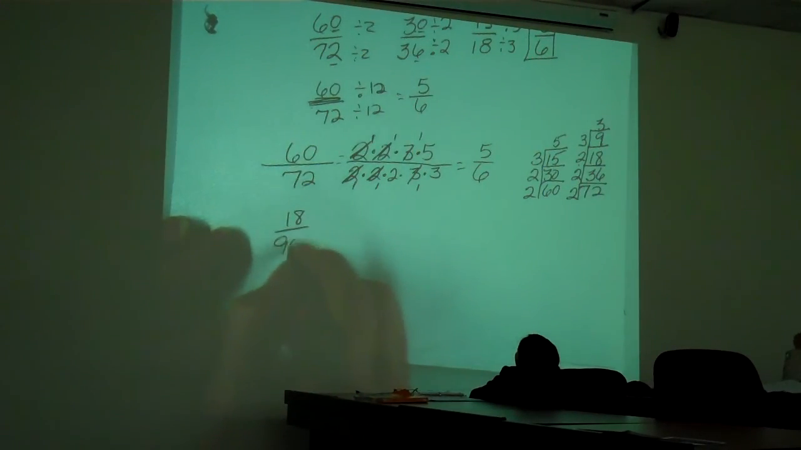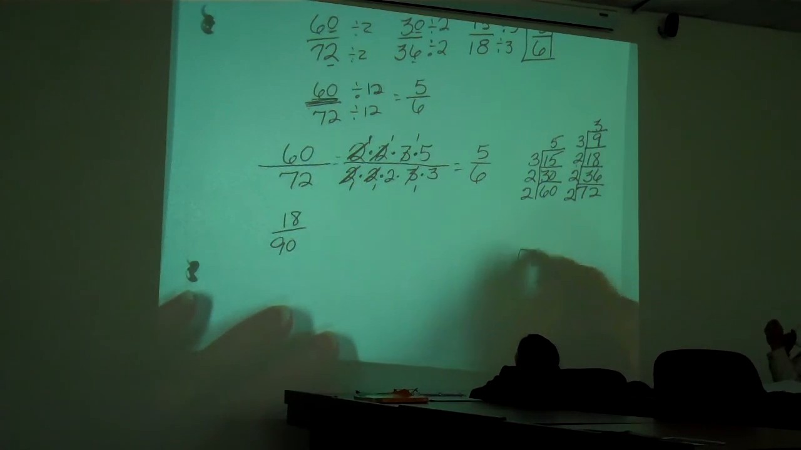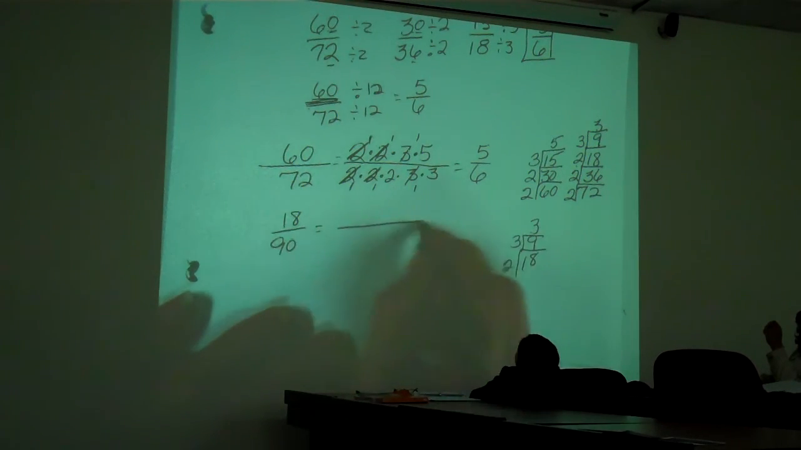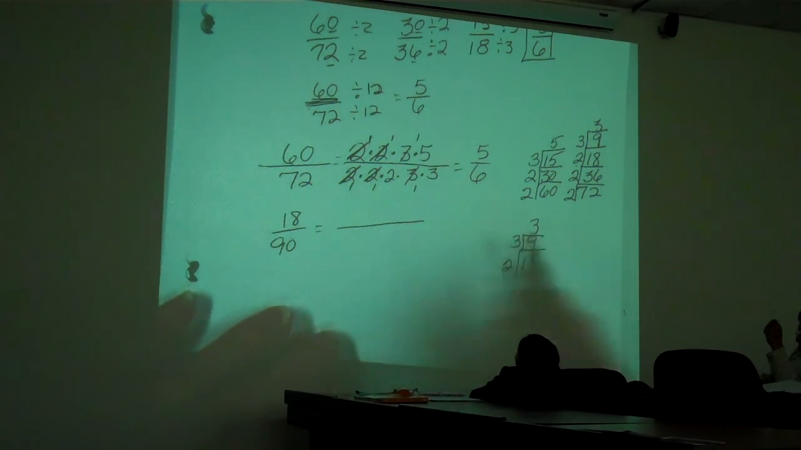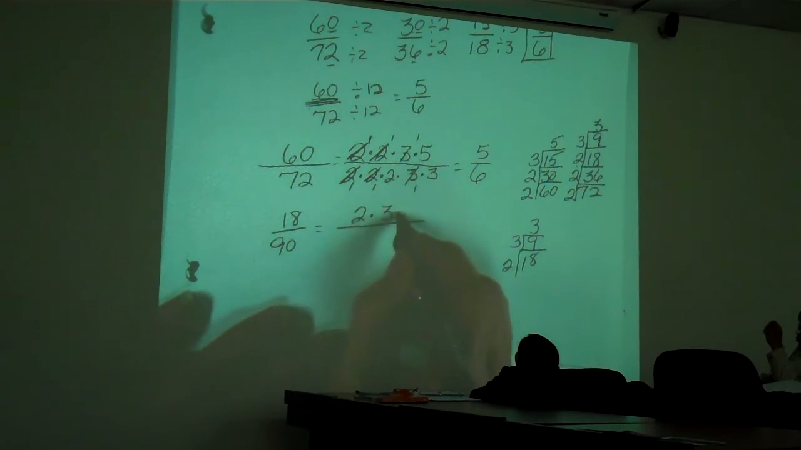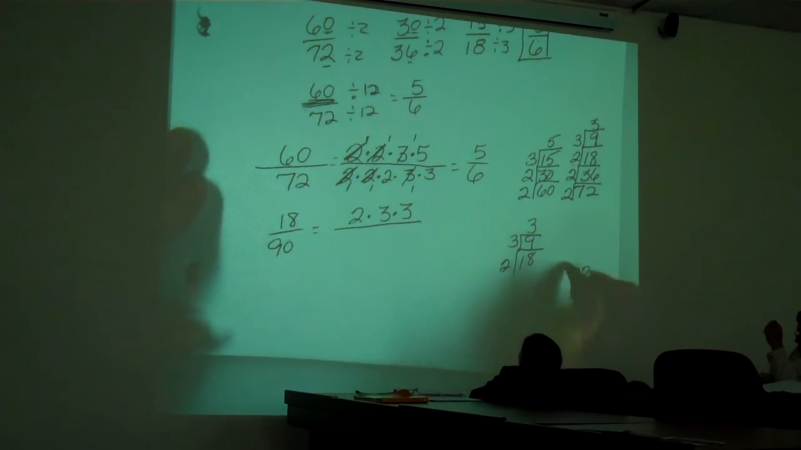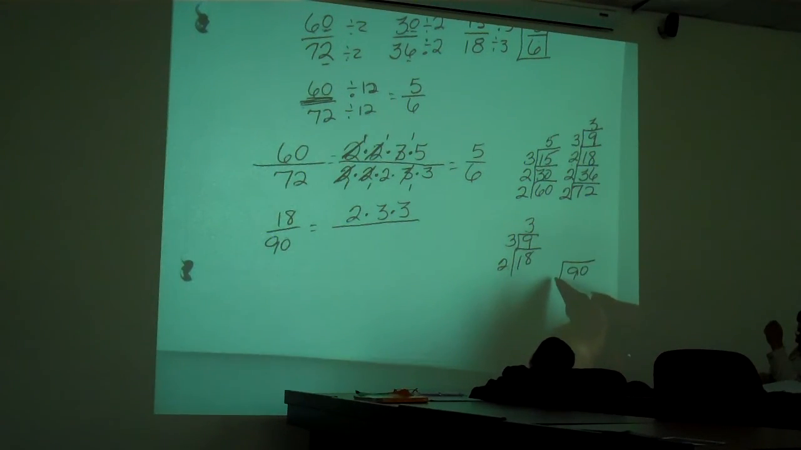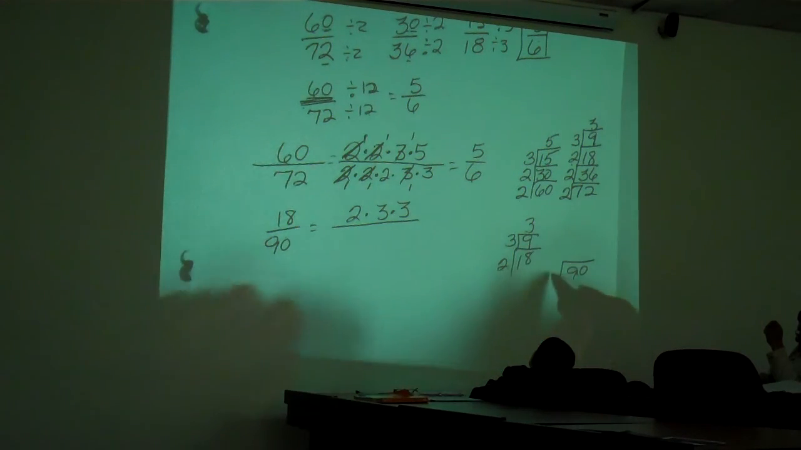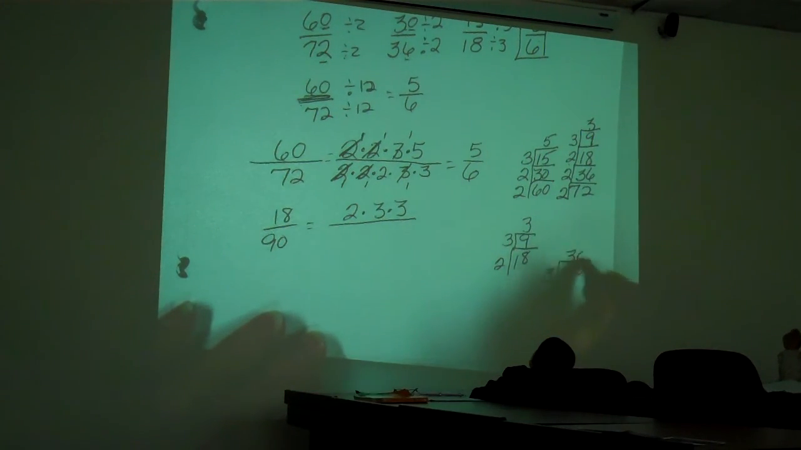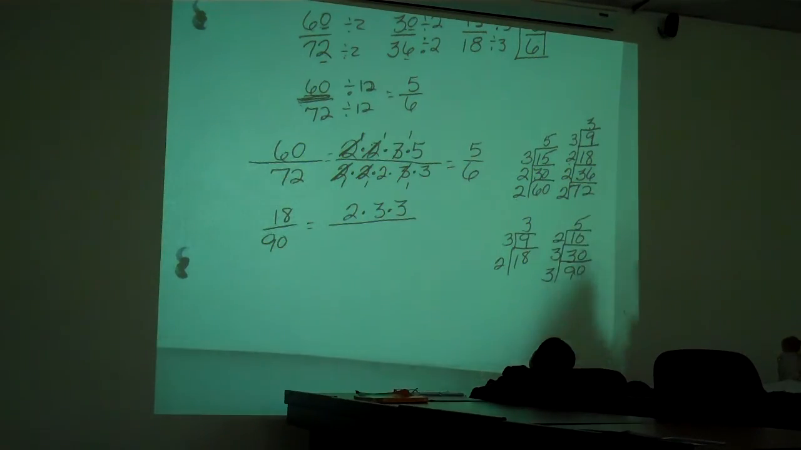18 and 90. Okay, 18 divided by 2 is 9, divided by 3 is 3. So 2, 3, 3. 2 times 3 times 3. There's 9 times 2, that's 18. Now 90, we don't want to divide by 9. 9's not prime. 3 would be an easy one. 3 times 30. 3 again. It's 10. 2 and 5, right? So it's 2, 3, 3, 5.